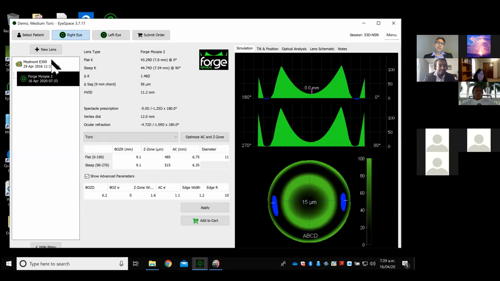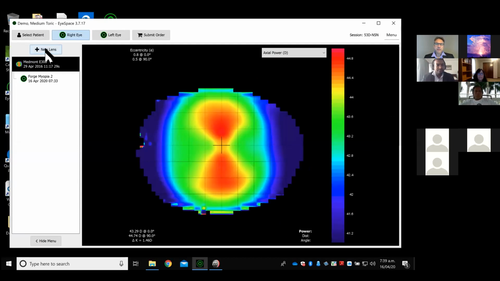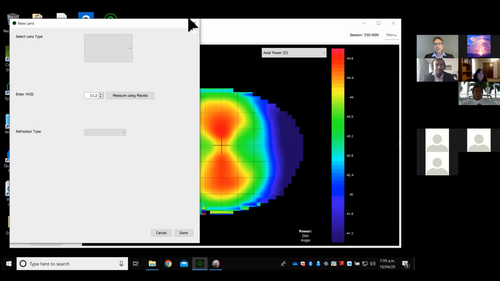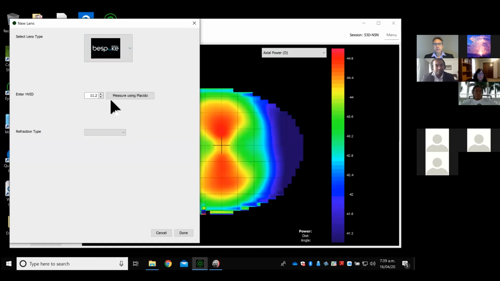So what I'd like to do now is concentrate on some of the other products we have, which is the Bespoke alignment lens. Now, not too many people are familiar with this lens, so we would like to go through the process of designing it. So you'll see it works exactly the same as designing a forged lens, except that we choose the Bespoke product, and the measurement remains the same, and you enter the refraction in the same way.